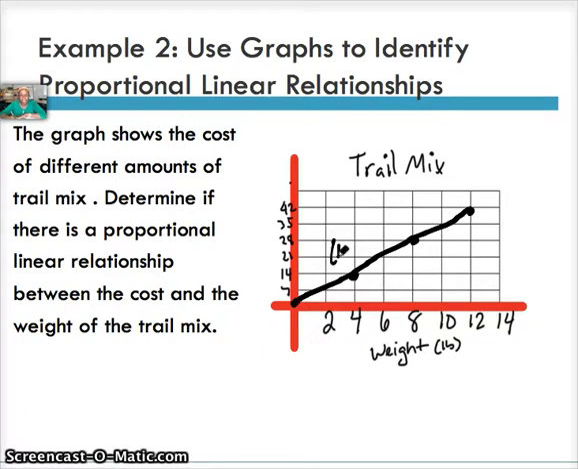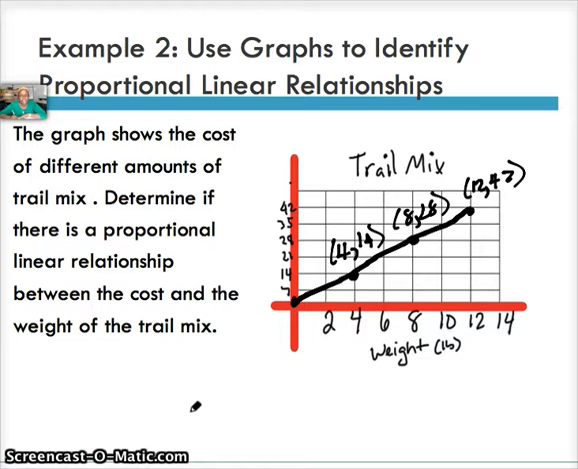So here we have this point right here is (4, 14). And then this point right here is (8, 28). And this point right here is going to be (12, 42). So I found some common points. And what I need to see in this one is (0, 0).